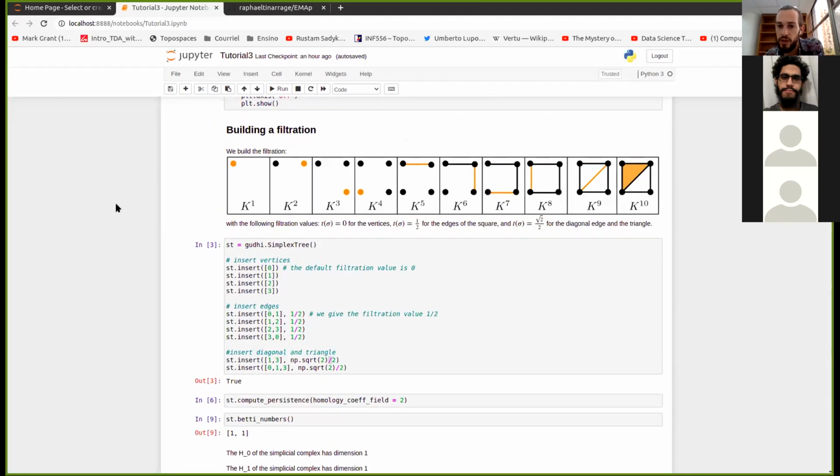Well, until k8, you only have one cycle, and then you add this diagonal that creates a new cycle in H1, but it dies at the same time it is born because of this triangle. So you should have obtained a bar, square root of 2, that we do not put in the barcode.